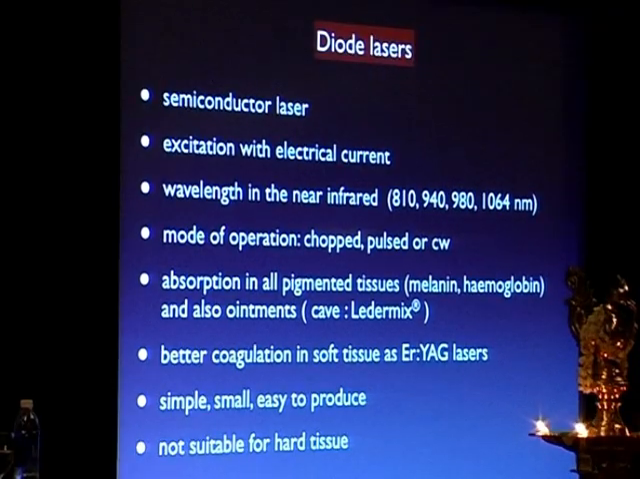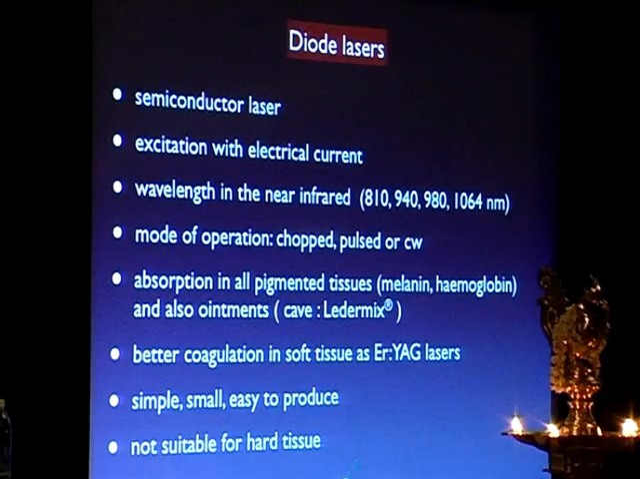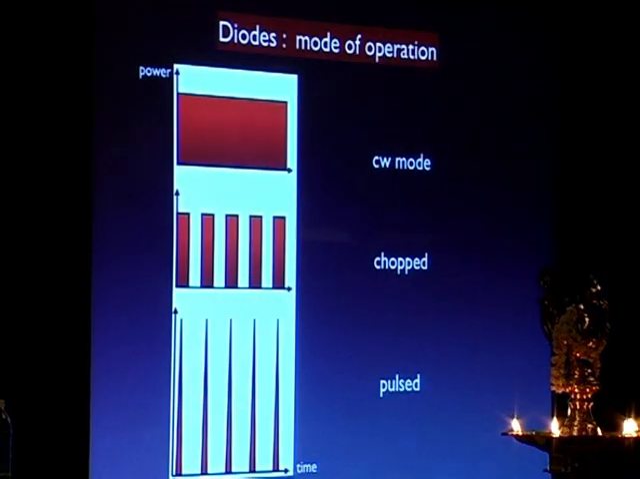The dyed lasers have a much better coagulation in soft tissues than the erbium YAG lasers because they absorb in melanin and hemoglobin. The erbium laser does not absorb in hemoglobin and melanin. As said, they are simple, small and easy to produce, and not suitable for hard tissues.